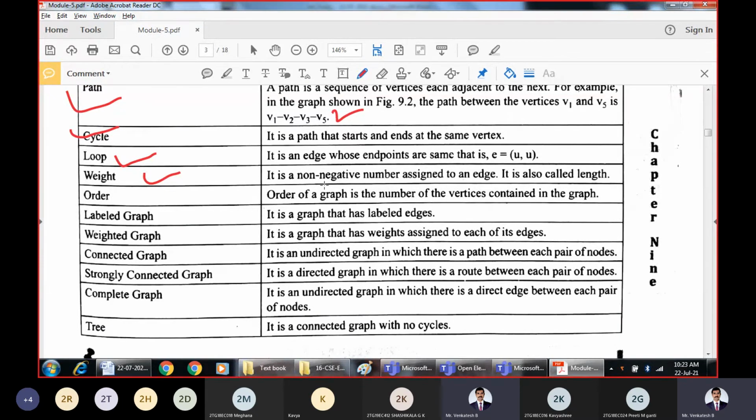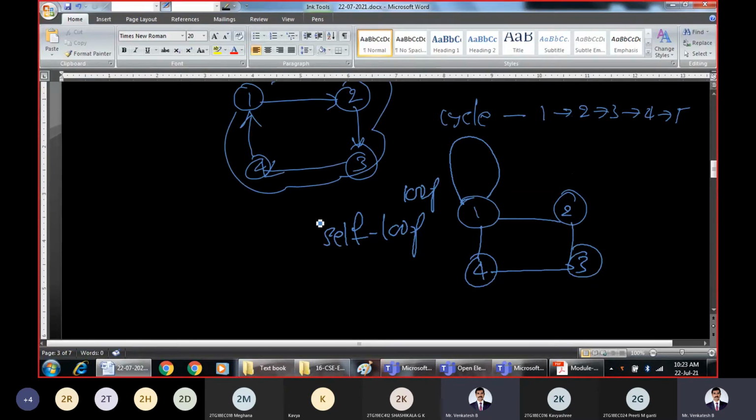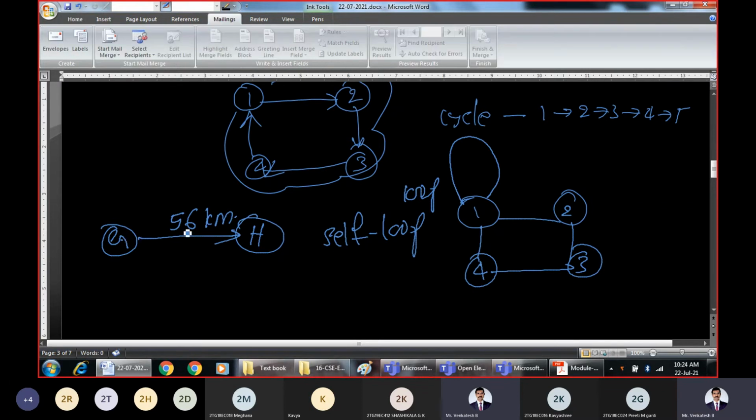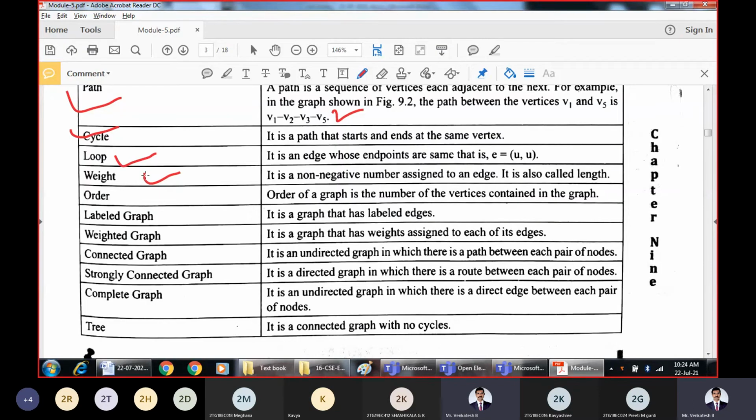For example, you can specify the weight like this. If you are going from Gadag to Hubli, this is the edge. On this edge you can write 56 kilometers. It indicates the distance from Gadag to Hubli, and that is its weight. You can use any other terminology; basically, some non-negative number will be assigned. What is an order?